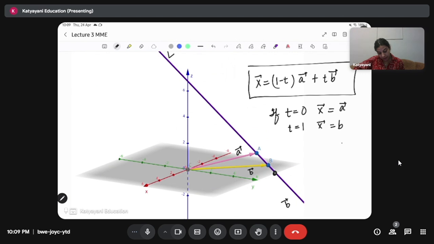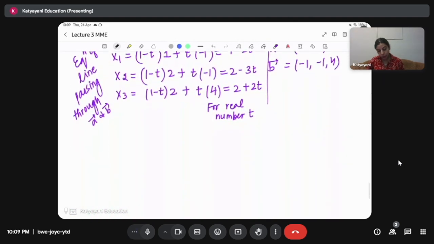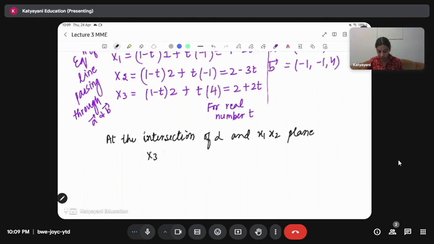So can you see that at the junction of the xy plane, or you call it the x1 x2 plane, the value of z is 0, right? So in the x and y plane, or x1 x2 plane, the value of z, the third variable, is 0. So z has to be 0. So in this particular example, at the meeting point of the line with the x1 x2 plane, x3 has to be 0. So, let's call this line L. At the intersection of L and the x1, x2 plane, x3 has to be 0, right?